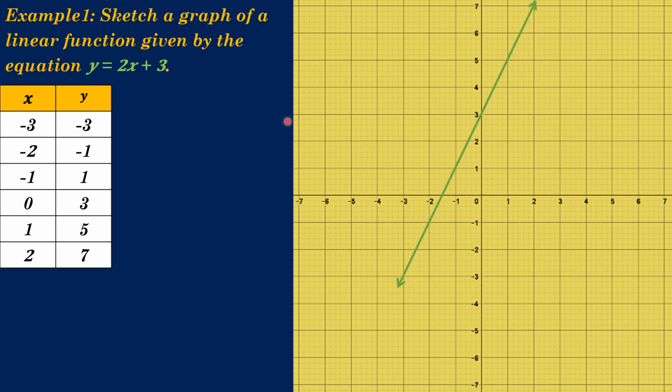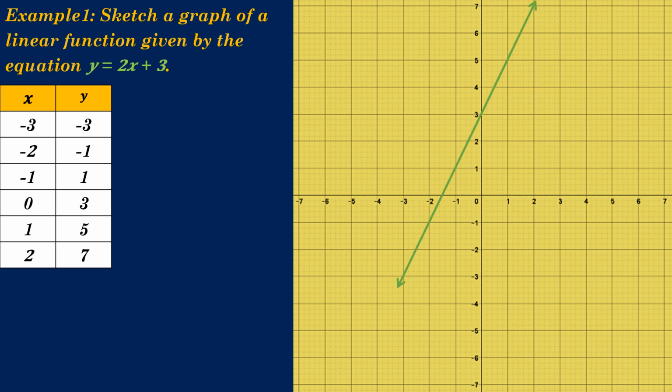Now, the first example says: sketch the graph of the linear function given by the equation y equals 2x plus 3. What you use here, grade 10, is the table. What you normally do is choose the x values, which we call the input because you choose them, and the chosen values are substituted in the equation that you are given. Then you determine the output, as we used to do when we were doing functions and relations.